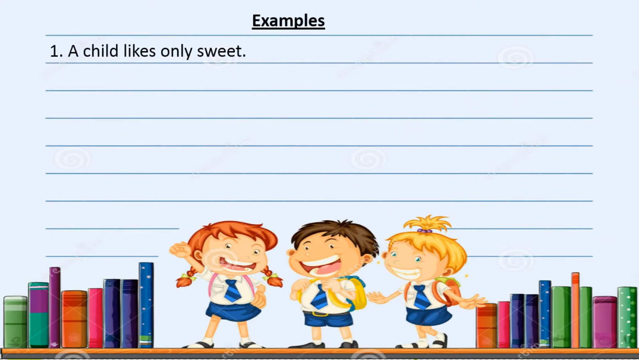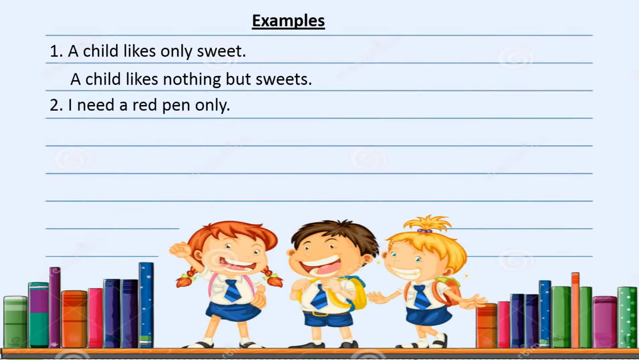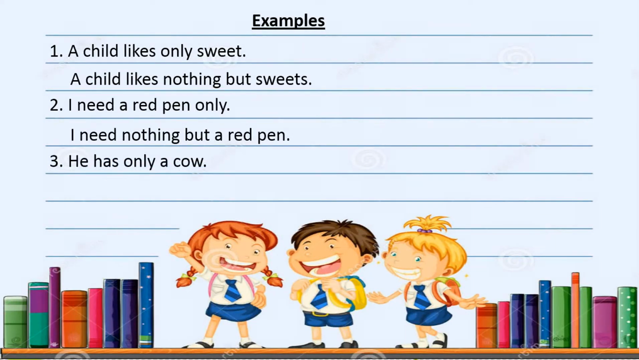Okay, a child likes only sweet. Here only indicates sweet, that means things, some things, so we will use nothing but. A child likes nothing but sweet. I need a red pen only, so here only indicates a red pen, that is a thing, so we will use nothing but. So I need nothing but a red pen. He has only a cow, so here we will use he has nothing but a cow.